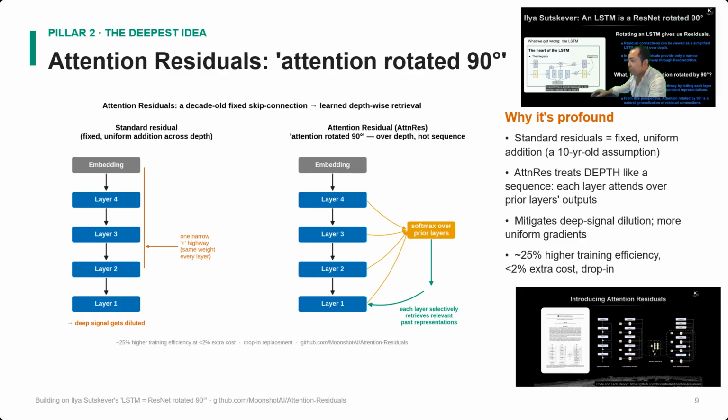The benefits we get from Attention Residuals are that it mitigates the dilution, gives more uniform gradients and magnitudes across depth, and also delivers about 25% higher training efficiency at roughly 2% extra cost. So this is a very significant drop-in replacement. Just as attention generalized recurrence, Attention Residuals generalize the residual connection. So that's a fundamental, not cosmetic, change from my point of view.